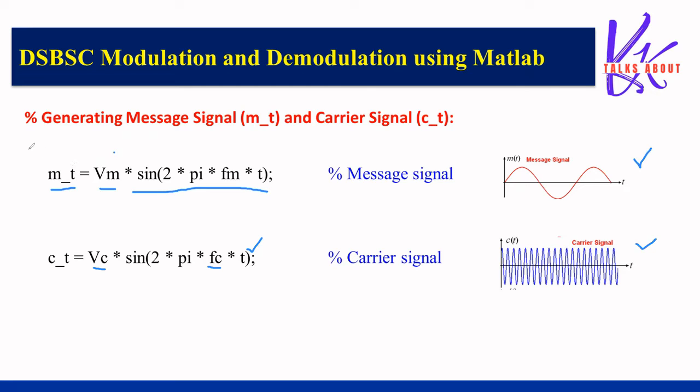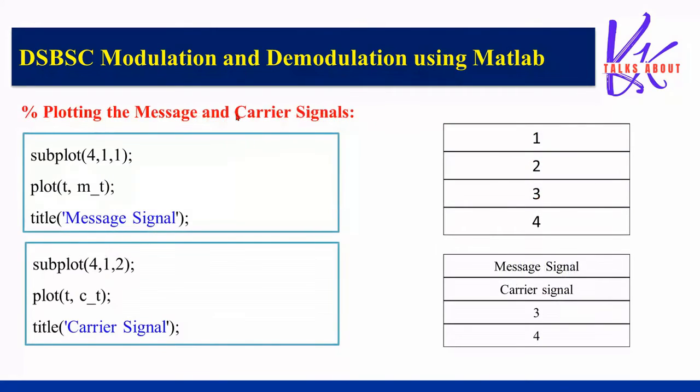So message signal and carrier signal are generated. Once they are generated, we go for the plotting of your message and carrier signals. In previous lectures also I said, if you want to plot the figures separately, there is a predefined function called figure that you can use to get all the figures like message signal, carrier signal, DSB-SC modulated wave, and demodulated wave separately.